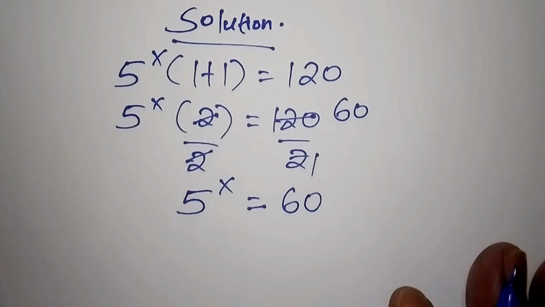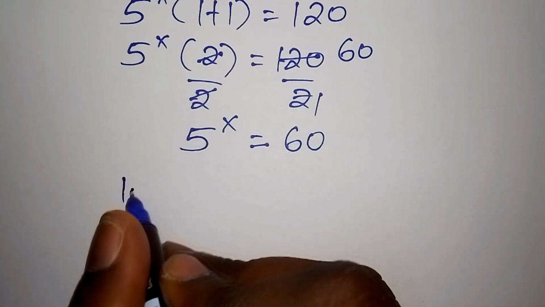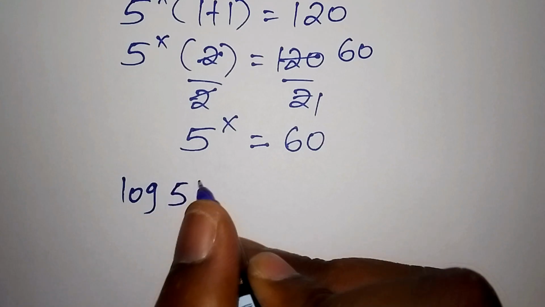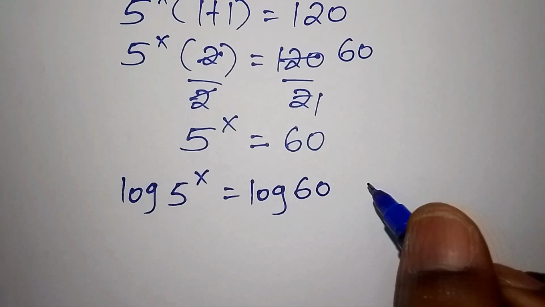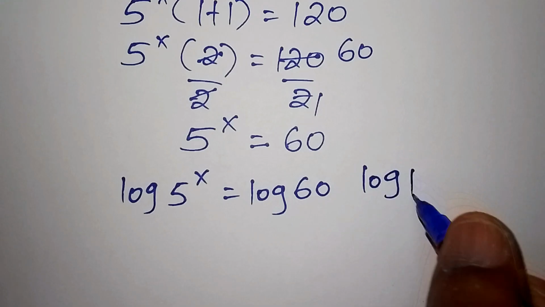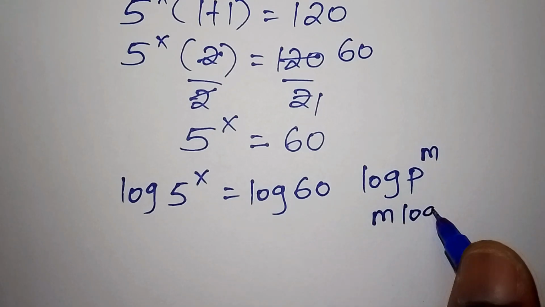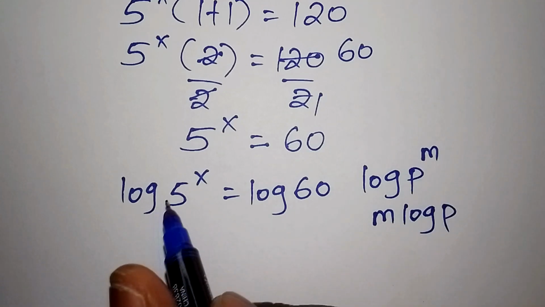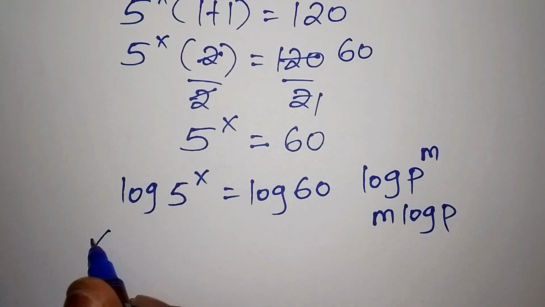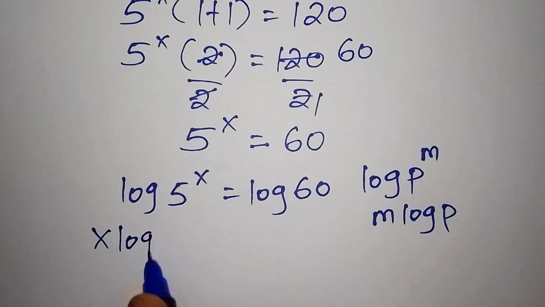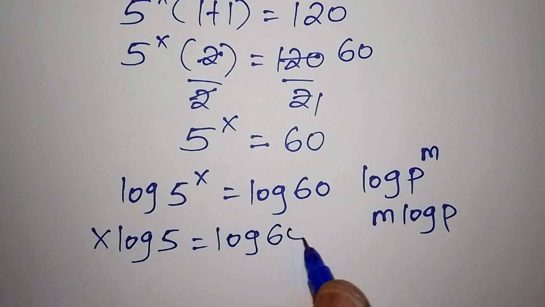The next thing that you need to do is to introduce the log on both sides. Here now we shall have the log of 5 to the power of x is equals to the log of 60. Assuming that we have the log of p to the power of m, this can be written as m, the log of p. So instead of the log of 5 to the power of x, we shall have x, the log of 5 is equals to the log of 60.